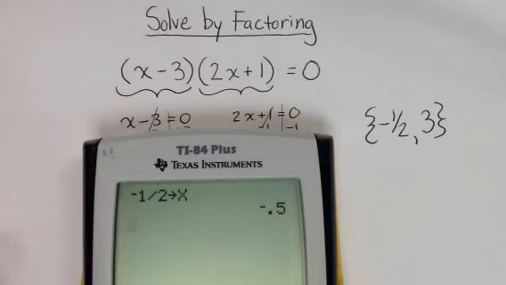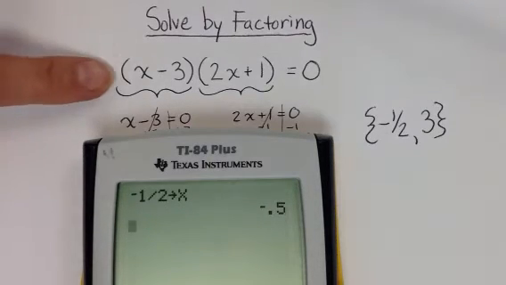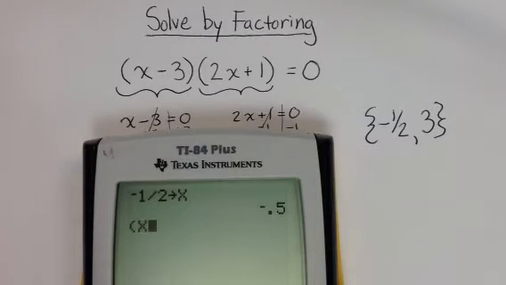And then if that's a correct solution, it will make my equation true, right? So I'm going to enter my equation. x minus 3, and then 2x plus 1, and then it should give me 0 if this is a correct solution. And it does.